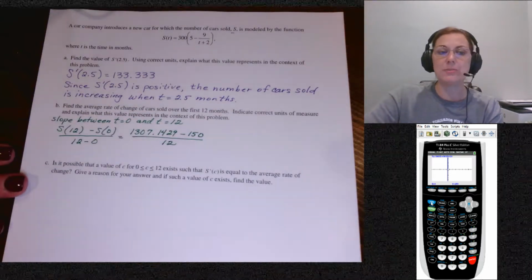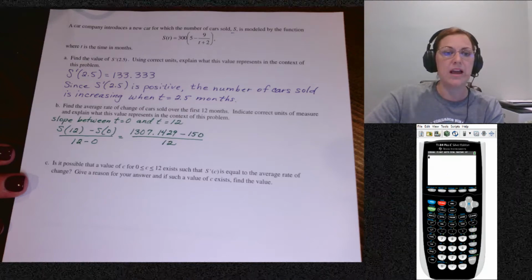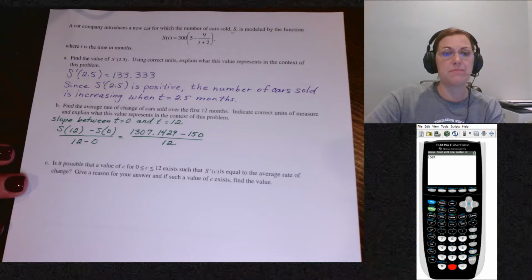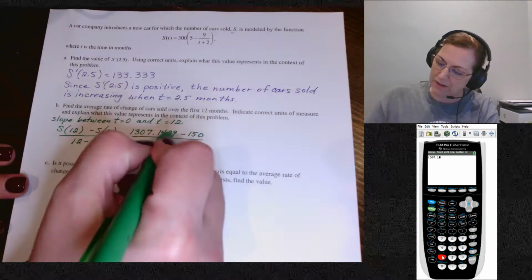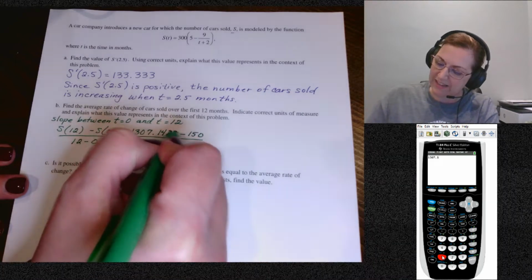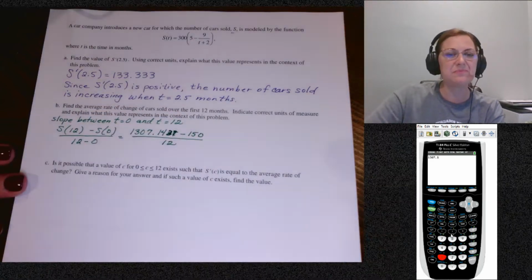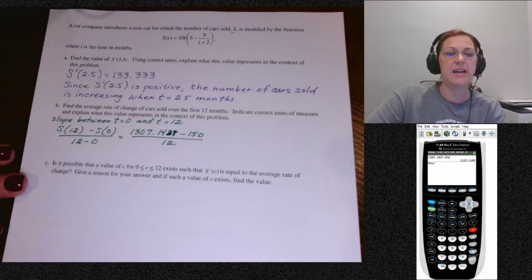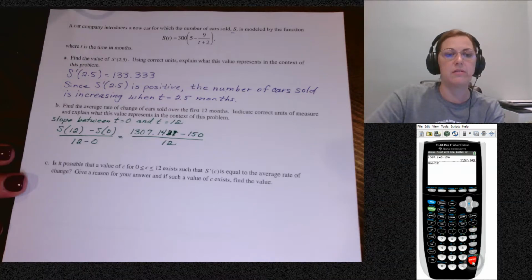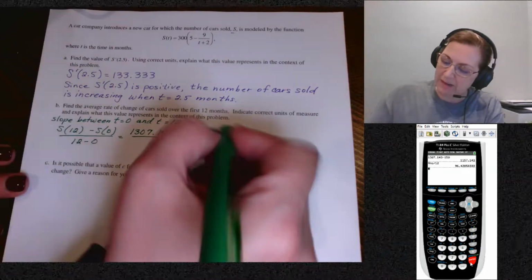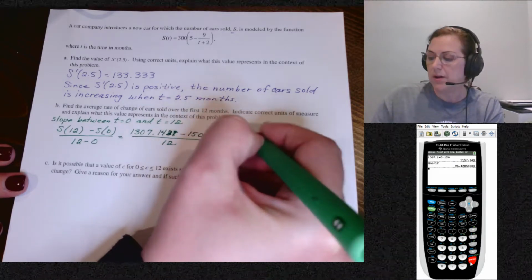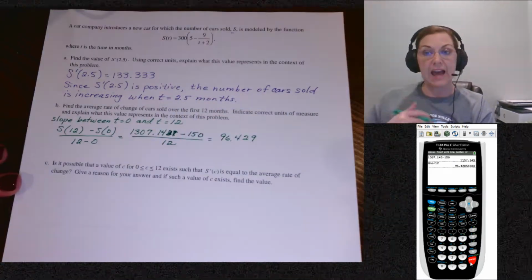Now I'm going to go back to my home screen, second mode, and this is where I'll just do my calculation here. 1,307 point, and friends, did I round to 4 decimal places? I think I did. Let's fix that. Let's just use it to 3. 143 minus 150. I'll go ahead and press enter and then divide by 12. Okay, so that gives me 96.429. Okay, this is the average rate of change.